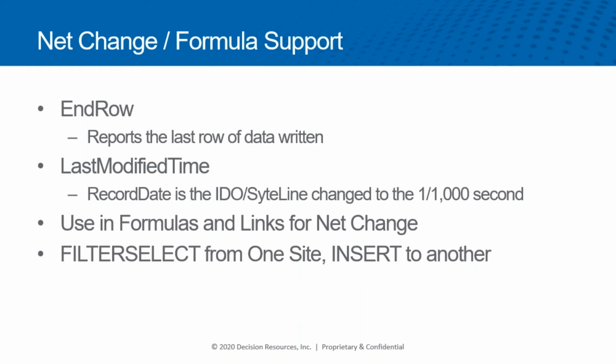But now automatically, when you run outbound report, it tells you the last row of data and it puts it in a field called end row. So I know what my last row of data is because it's right there in end row. So if it pulls 50 rows of data, end row will say 50. The other thing we do is we say what the last modified time was of the record. So we're keeping track of the data in Sightline changed to the 10,000th of a second, and we tell you what the last record was.